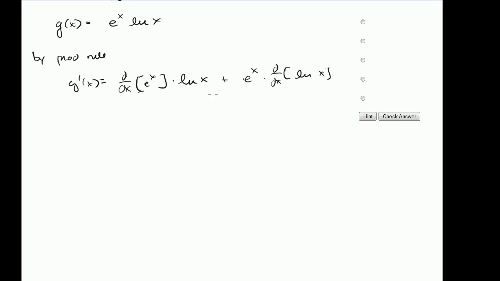And you know the drill. The next hint, write what the derivative of e to the x is, it's e to the x. Write what the derivative of natural log of x is, it's 1 over x. And then you have g prime is equal to e to the x times natural log of x plus e to the x times 1 over x. Same drill over and over again.